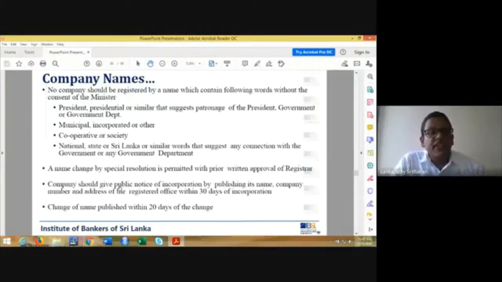The change of the name must be published within 20 days of the change. Generally, companies are changing their names. So in that circumstance, in some rare circumstances, they change the name. In that situation, they have to inform the public within 20 days of the change of the name. So these are the requirements related to the company name.